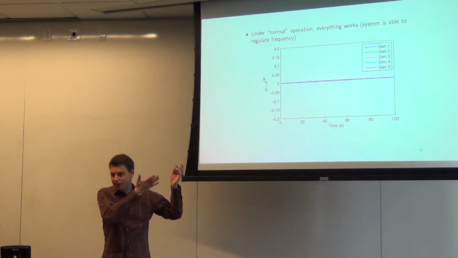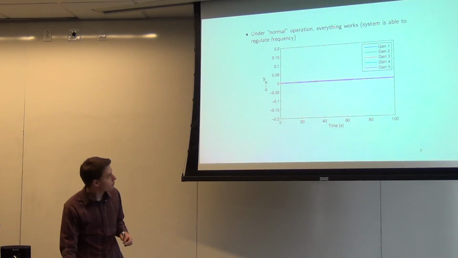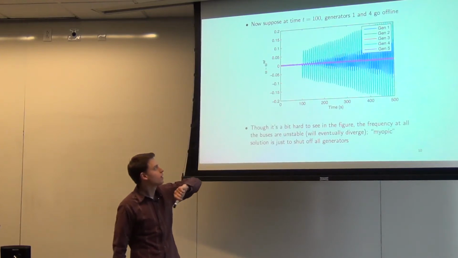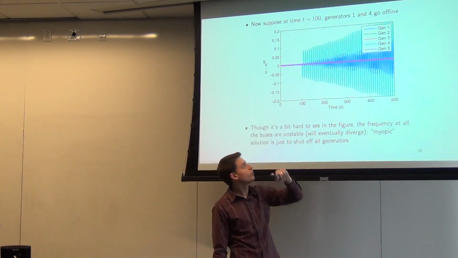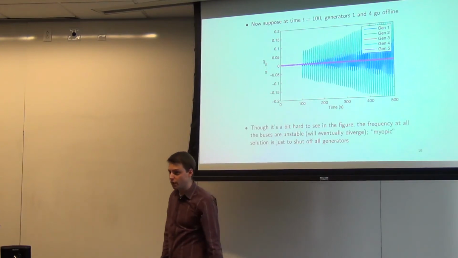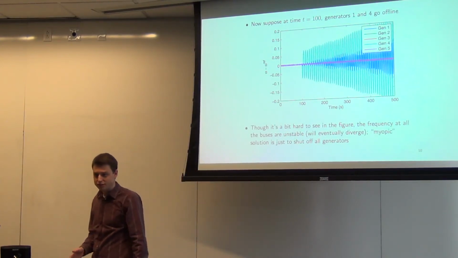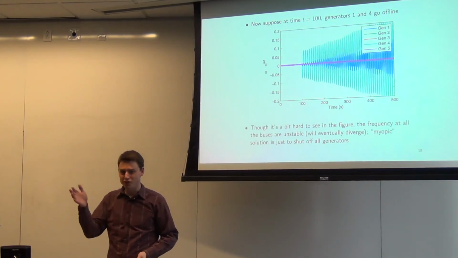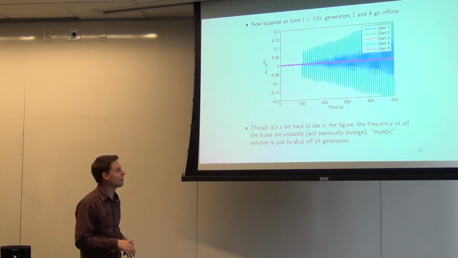This is what a lot of generators actually do. So now I'm going to throw a little wrench in the thing, and say that at time 100, I'm going to knock out generators 1 and 4. I'm just going to stop them. So they break or something. It's pretty catastrophic actually, but let's just assume two at the same time break.